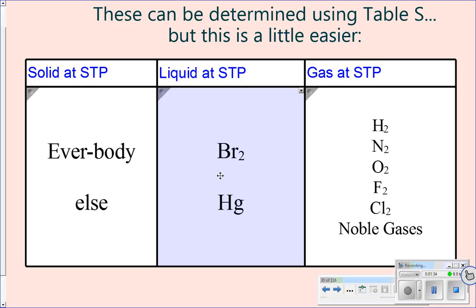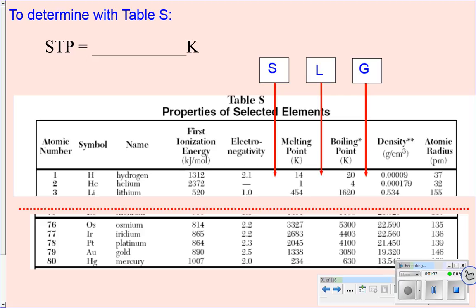So you hate memorizing, do you? That's okay. There's a way you can look this up on table S. First, you have to know that standard temperature is 273 Kelvin. You can find that on reference table A. So we're basically talking about 0 degrees Celsius. The reason I put this in Kelvin is that on table S, your melting and boiling points are given in Kelvin. So we need to compare 273 to where it falls in comparison to these properties. If 273 is below our melting point, we'll have a solid.